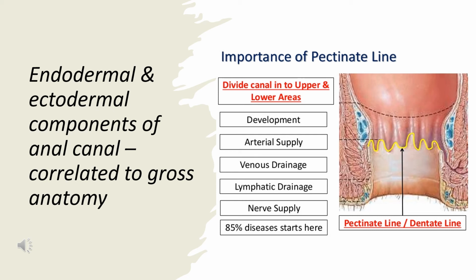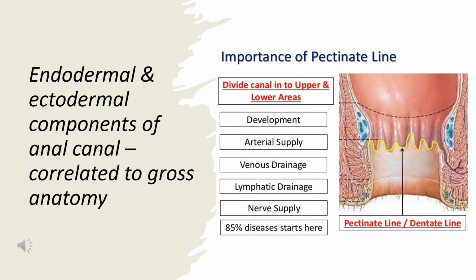The venous drainage from the endodermal part, that is the superior part of the rectum, goes into the portal vein, and the venous drainage from the ectodermal part is into the systemic veins. There is also a difference in the nerve supply of these two parts. The endodermal part of the anal canal is innervated by autonomic nerves, whereas the ectodermal part is supplied by the somatic nerves. And there is also a change in the lining epithelium between the two parts.